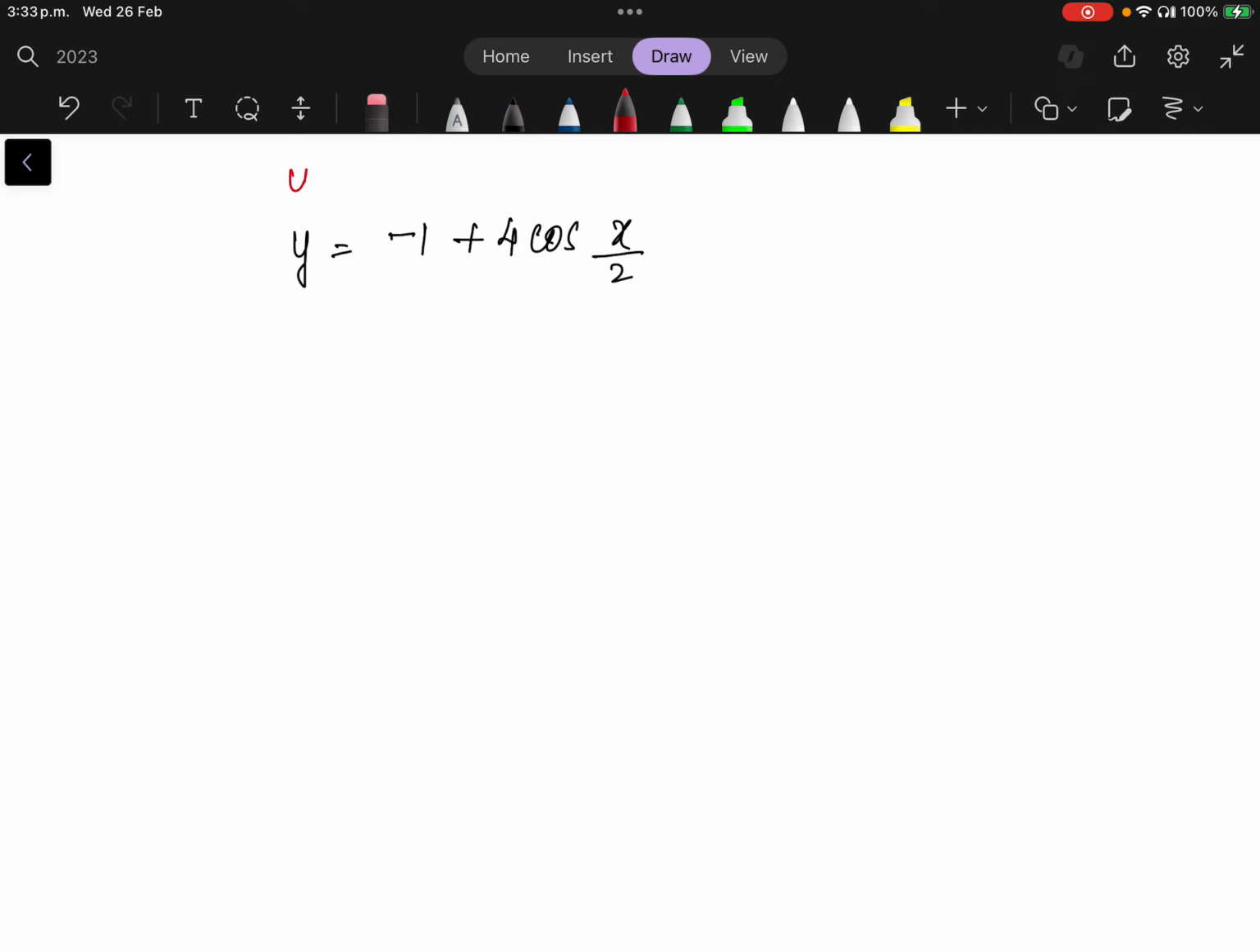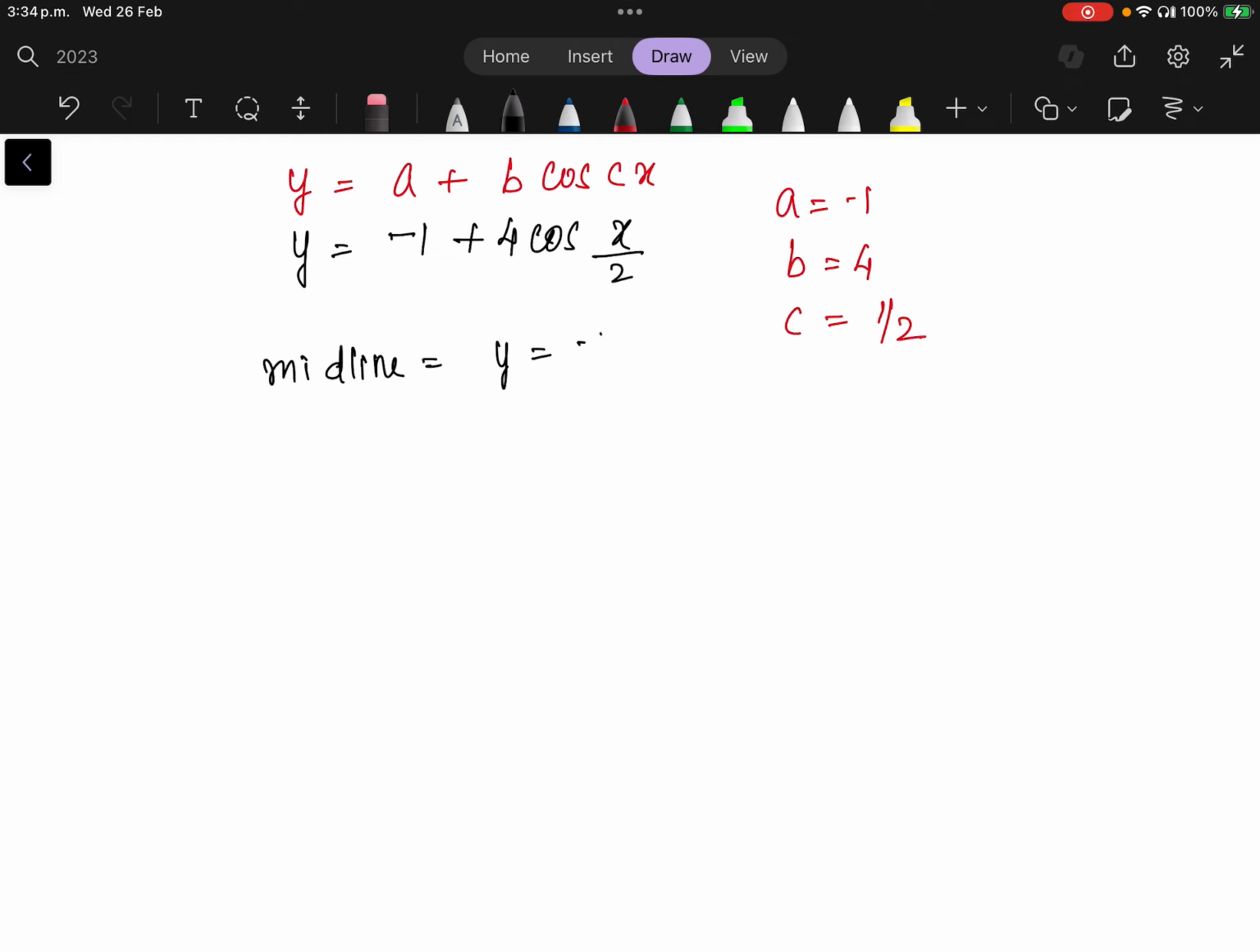So again, I will write it as y is equal to a plus b cos cx. Remember, sine and cos, it's the same thing. Okay, there's no difference as such. So again, I will write this as a is equal to minus 1, b is equal to 4, c is equal to 1 over 2. That's something some people get confused about. So the midline will be y is equal to minus 1, the midline equation.